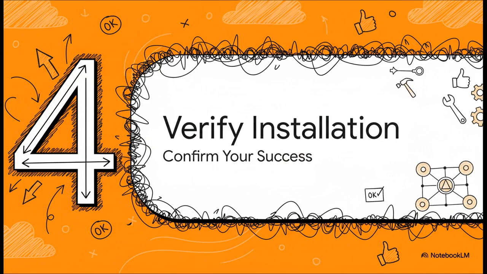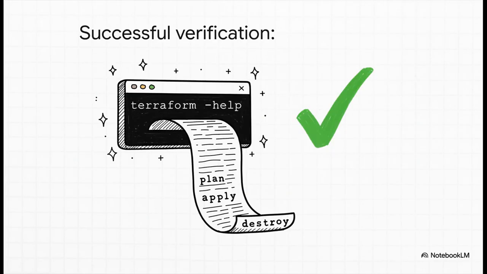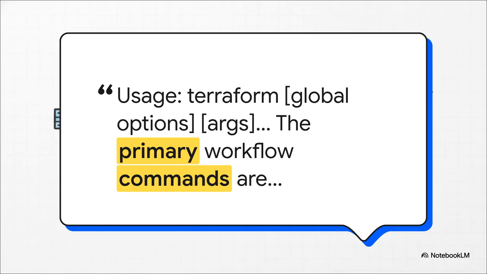All right, it doesn't matter which way you did it, package manager or the manual install, the final step is always the same. We need to make sure it actually worked. Let's not just hope for the best. There's a really easy way to find out for sure. Go ahead and open a brand new terminal window. And that part's important. You want a fresh one to make sure any changes are loaded. Then just type terraform -help and hit enter. If you see a bunch of text that looks something like this, with a list of commands like init, plan, and apply, then hey, congratulations, you did it. You have successfully installed Terraform.